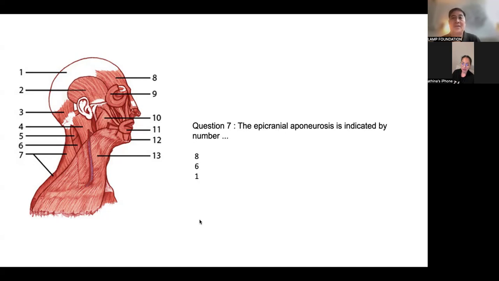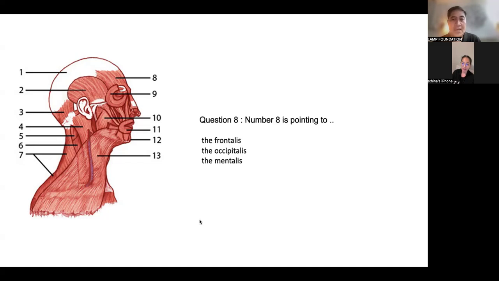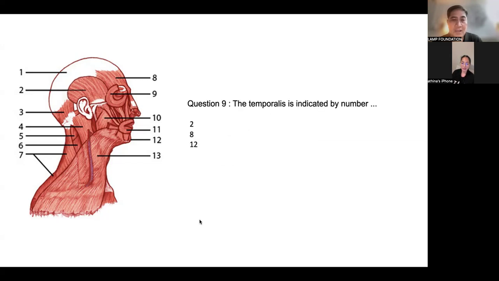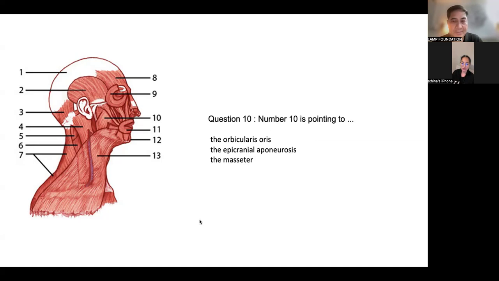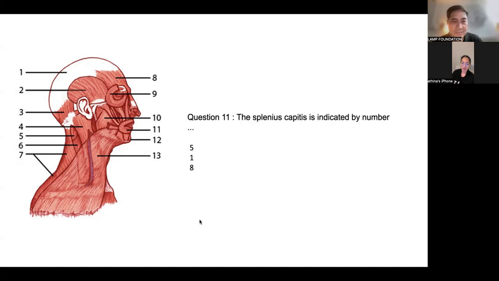Trapezius. Epicranial aponeurosis. That's number 1. Number 8. That is the frontalis. Temporalis. That's number 2. Number 10. That's the masseter.